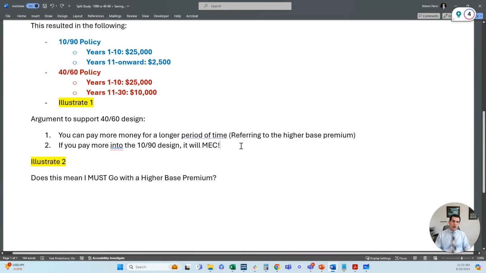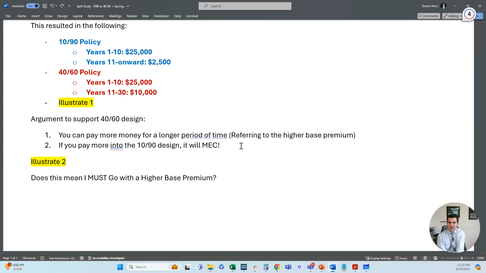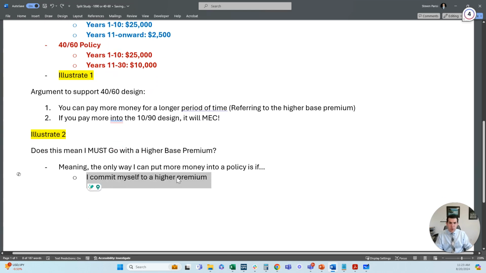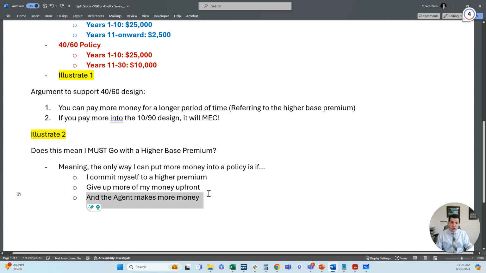Based on what you just saw, does that mean if you look at a 1090 and a 4060 and you want to pay $25K per year for more than 10 years, you have to go with a higher base premium? Is that the only solution? Meaning the only way I can put more money in is if I commit myself to a higher premium, I take less money up front, I give it up to the insurance company in the base premium, and then the agent also makes more money. Is that the only way I have a permission slip to truly pay more money into this policy?